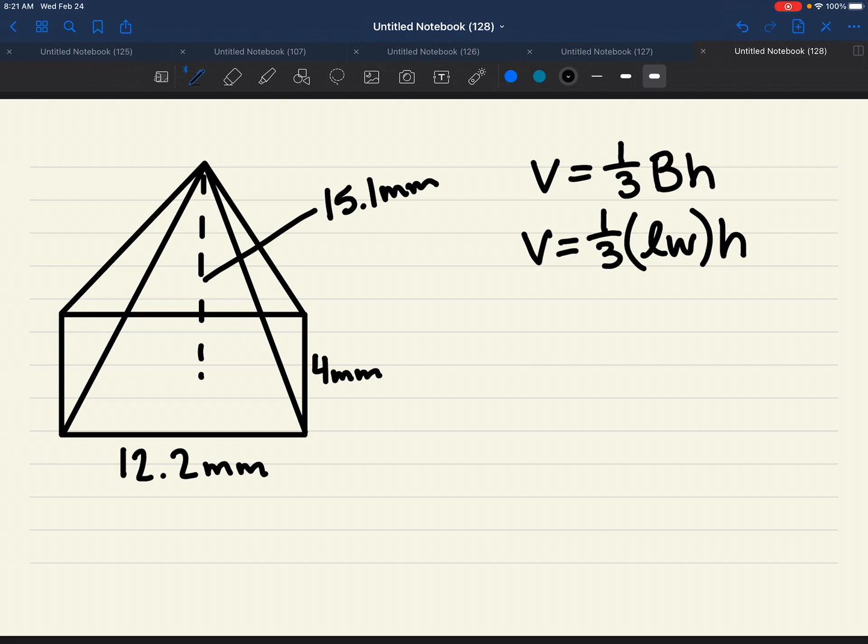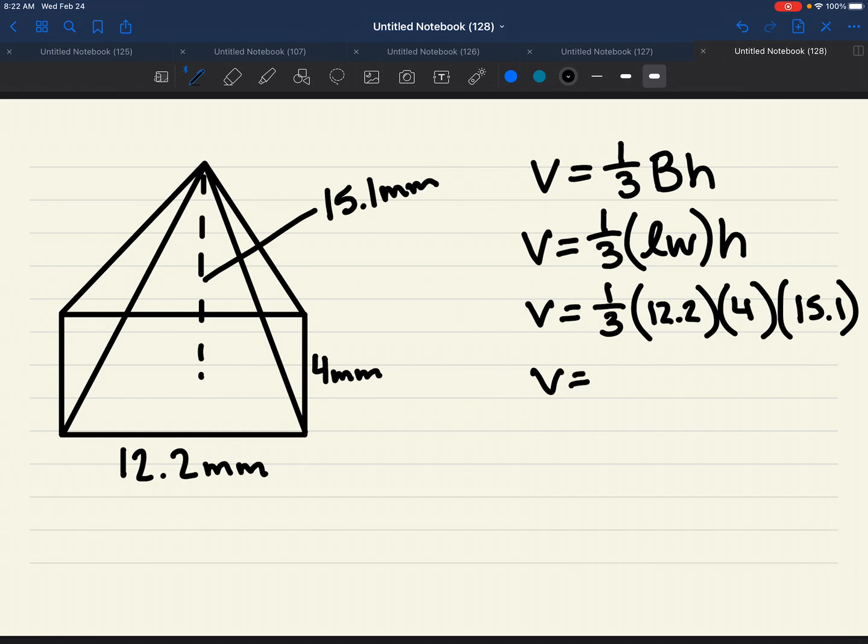How would you find area of a triangle? 1/2 base times height, right? Of the base, okay? And then you multiply by the height of the pyramid. All right? So, Ethan, can you tell me what you plug in for the length and width of the rectangle? The length 12.2. Okay, what about the width? 4. And then the height of the pyramid? 15.1. Good.